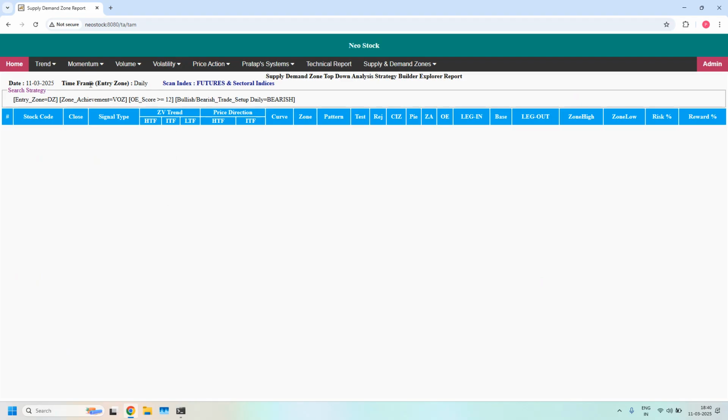for monthly income trade. Let us check. Entry time frame is daily. Entry zone is, we made a mistake here. The entry zone should be supply zone.